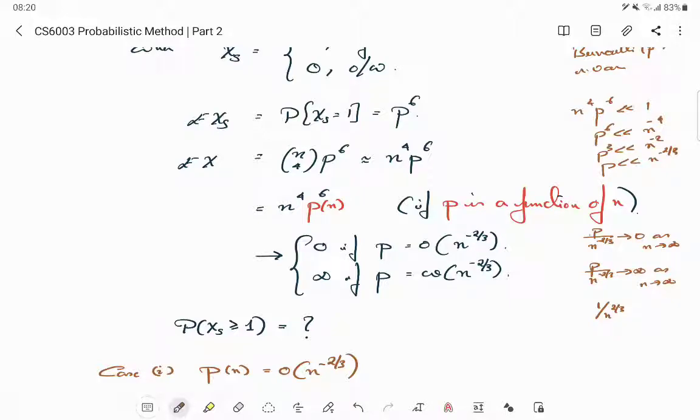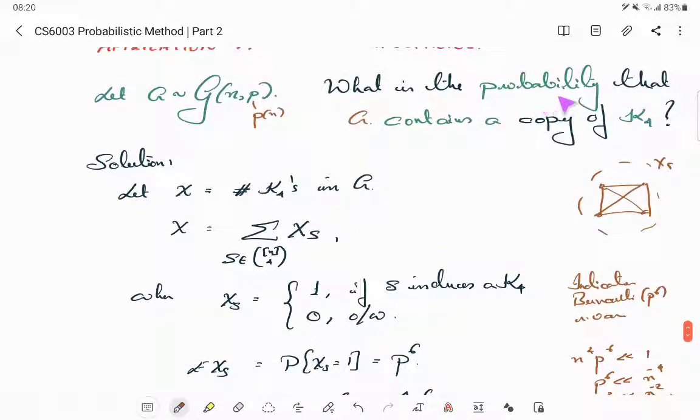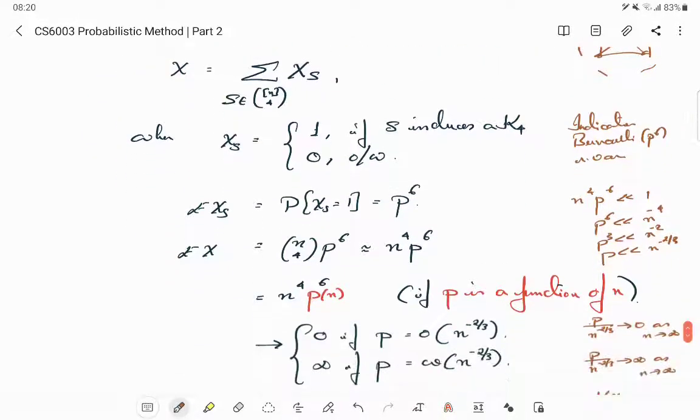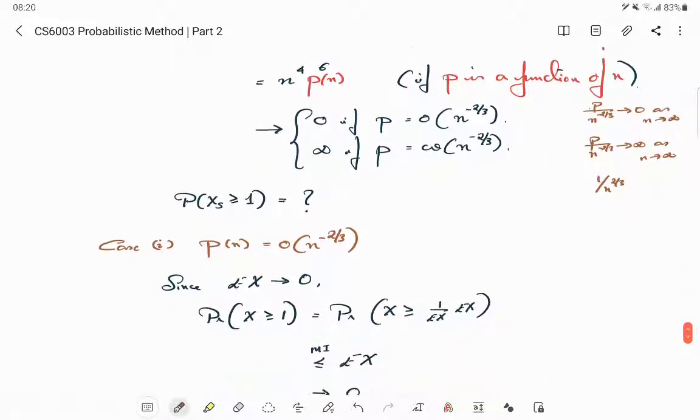But we were not after the expectation. Expectation was only a tool that we used. What we are after is the probability that G contains a copy of K4. This is where our bounds, Chebyshev bounds and all, may come in handy. So this is what we want to analyze: what is the probability that X is greater than or equal to 1? Why do we analyze the probability that X is greater than or equal to 1? That is because this is exactly the probability that G contains K4. Think, very easy, almost by definition.